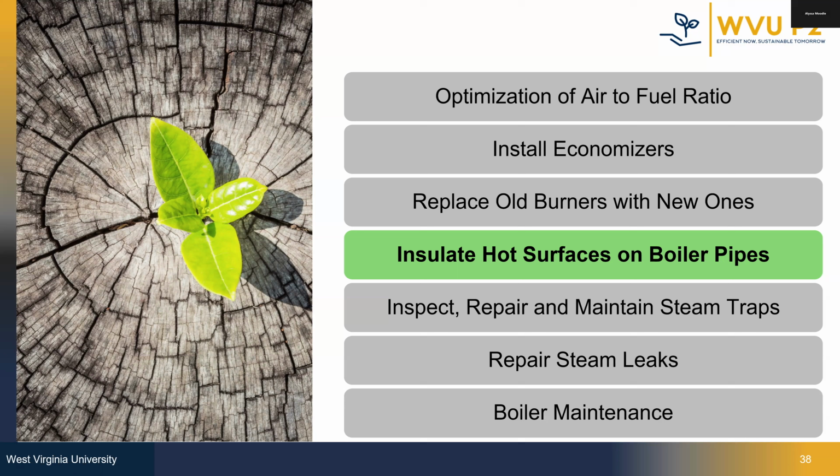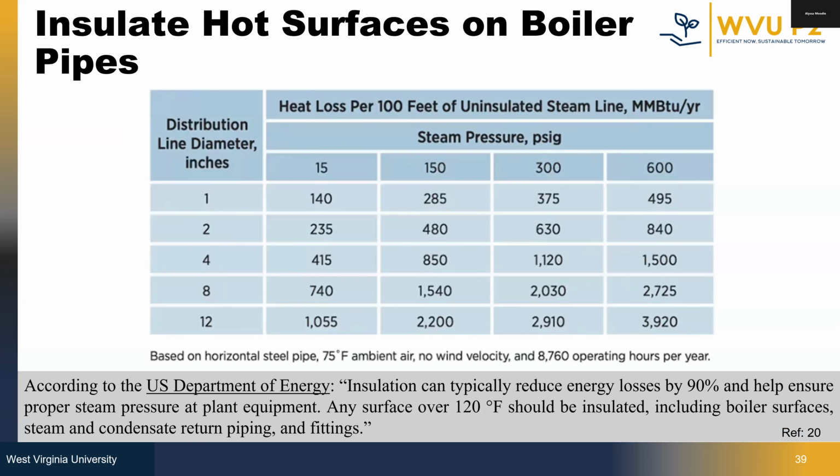So the next recommendation is to insulate hot surfaces and boiler pipes. According to the U.S. Department of Energy, proper insulation can reduce the losses in the distribution system by up to 90%. They recommend that any surface above 120 degrees Fahrenheit, including boiler surfaces, piping, and fittings, should be insulated.